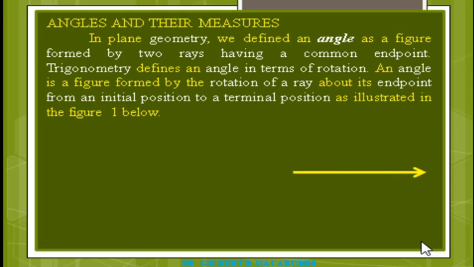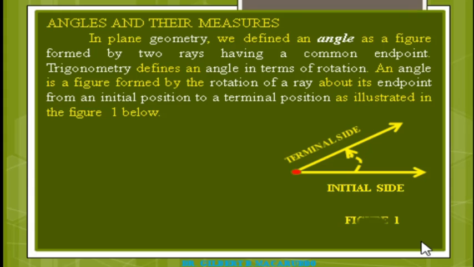So consider the figure here below. We have the initial side and the terminal side. As you can see in figure 1, the vertex is at O. We have here point A and point B. So as you can see here, ray OB is the terminal side and ray OA is the initial side.